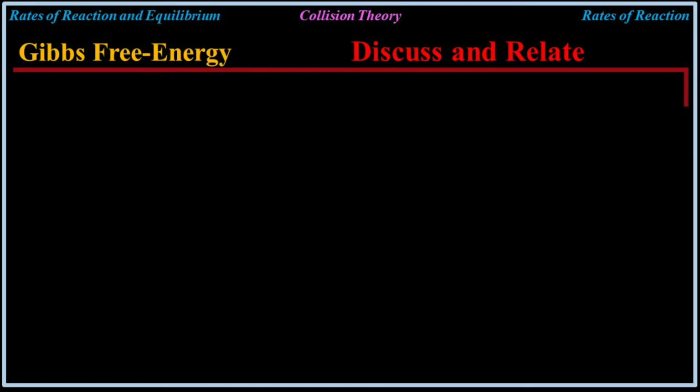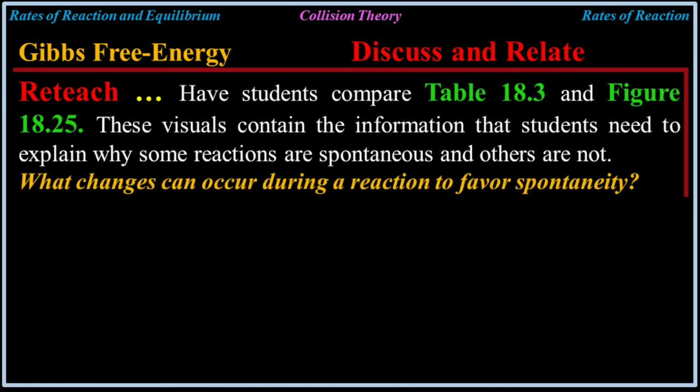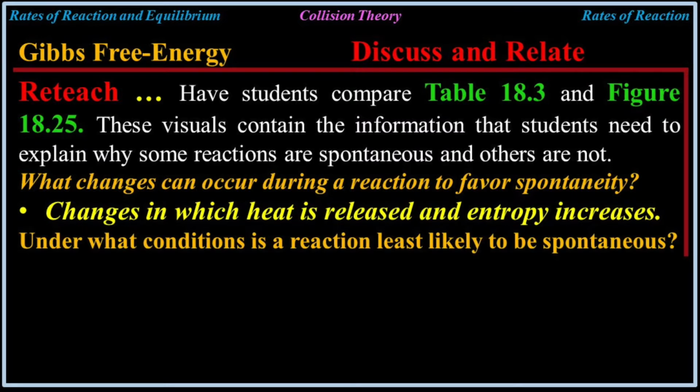Gibbs free energy, discuss and relate. Have students compare Table 18.3 and Figure 18.25. These visuals contain the information that students need to explain why some reactions are spontaneous and others are not. What changes can occur during a reaction to favor spontaneity? Changes in which heat is released and entropy increases, such as burning wood, are very spontaneous.